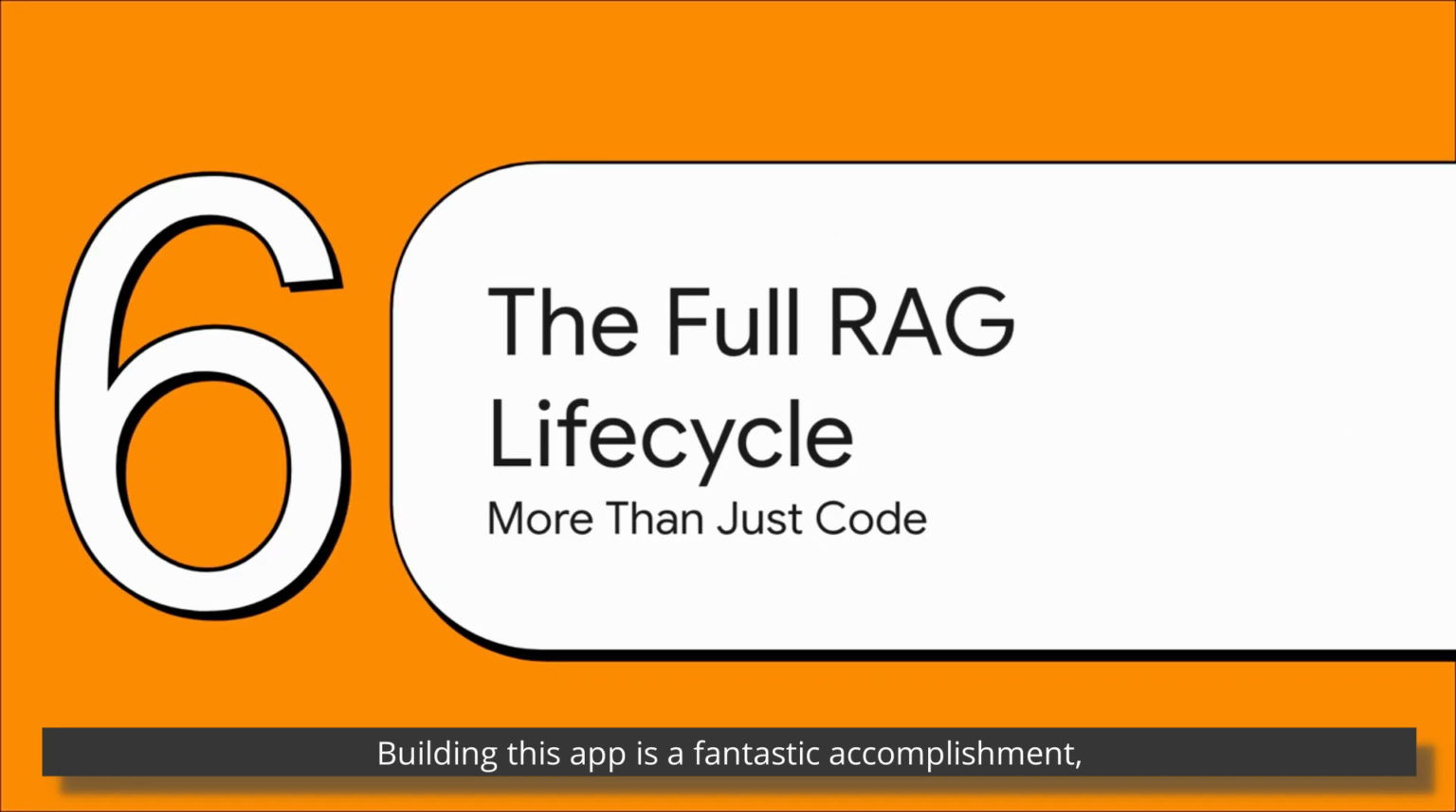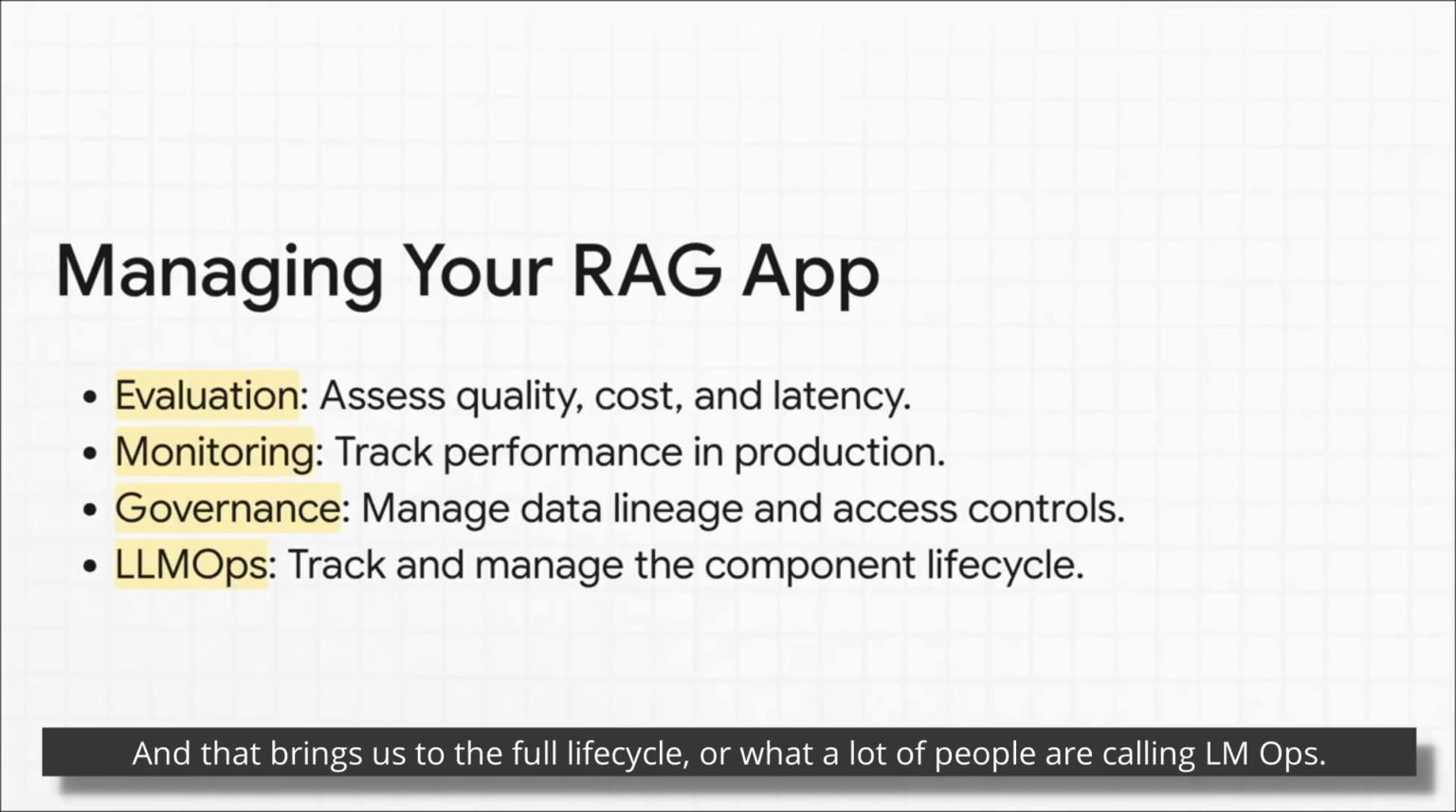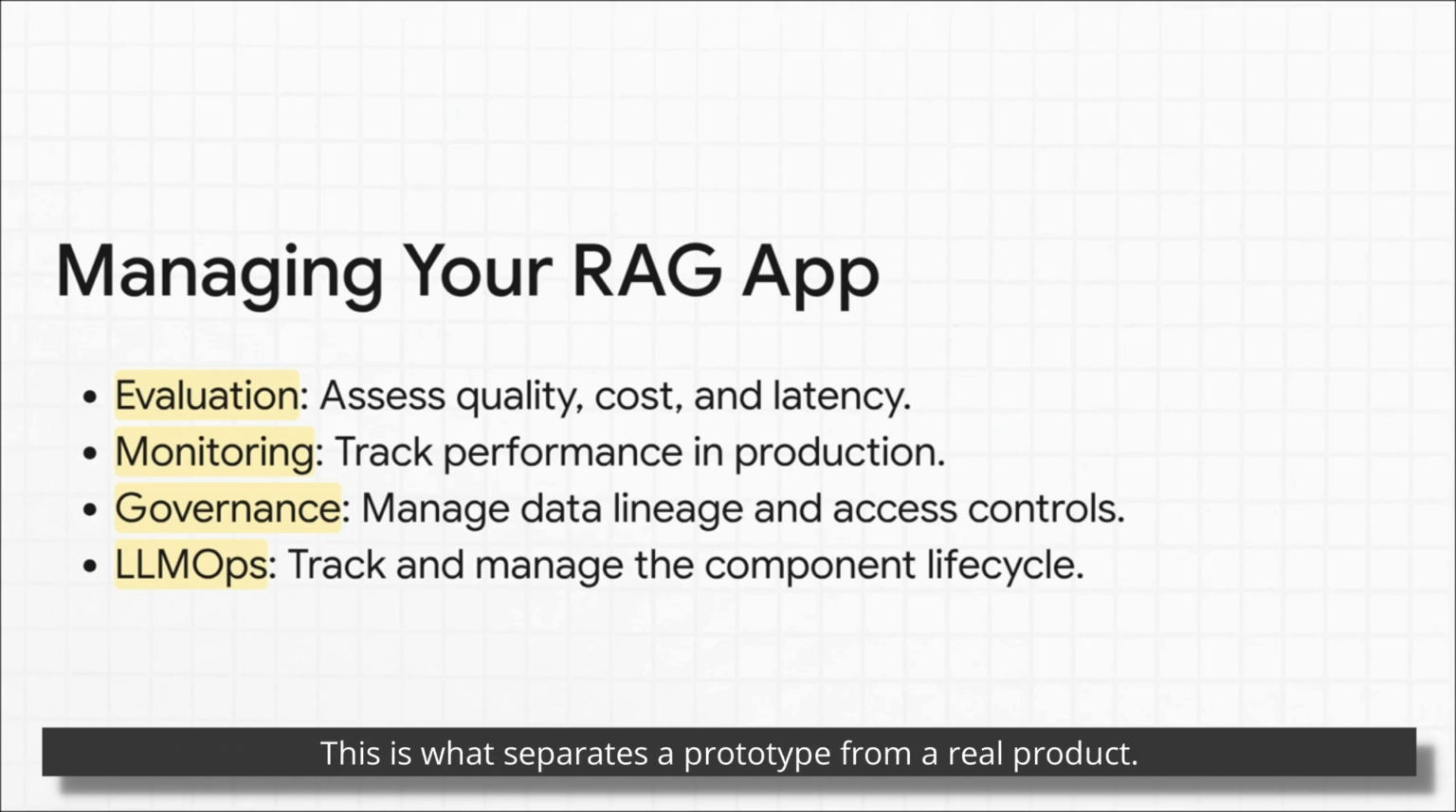Building this app is a fantastic accomplishment, but you have to remember, it's really just the beginning. To actually succeed out there in the real world, we need to think bigger. We need to think about the entire life cycle of our RAG application, from the first line of code to deployment and everything that comes after. And that brings us to the full life cycle, or what a lot of people are calling LLMOps. This is what separates a prototype from a real product.